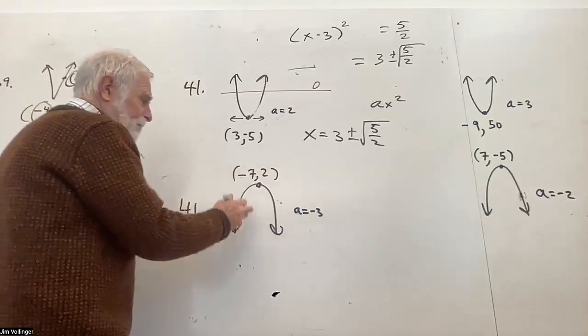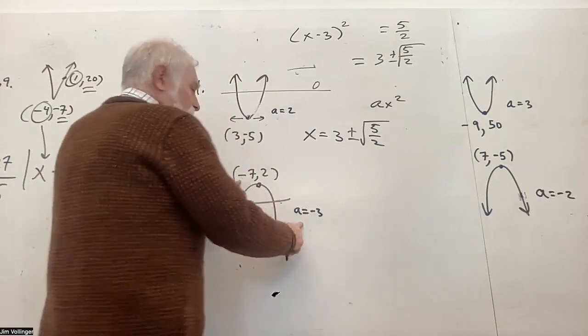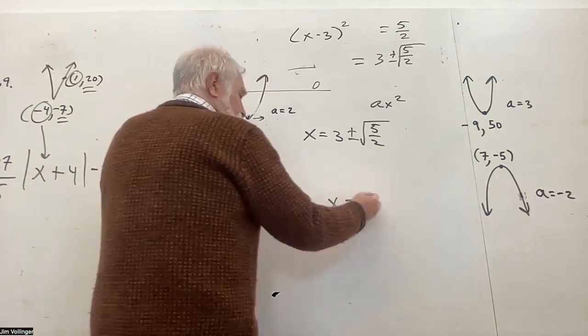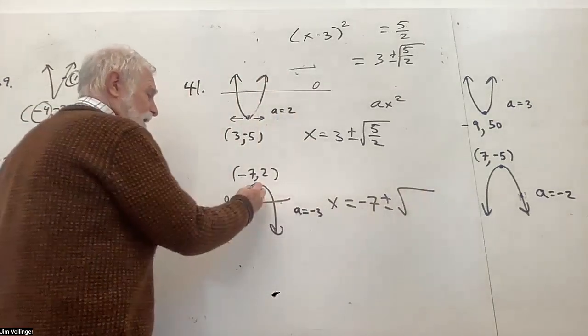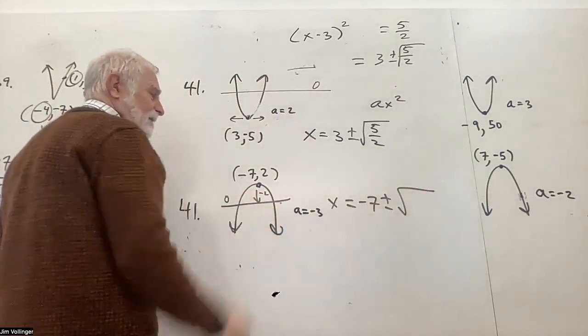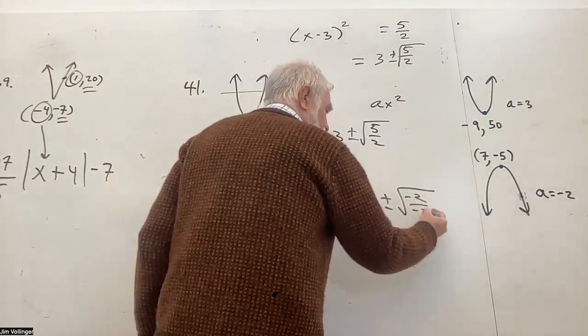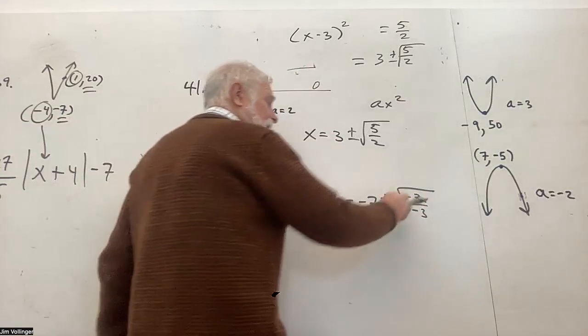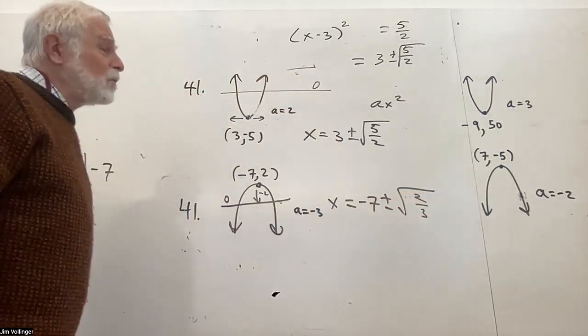All right, 2 is above 0, so I have real roots. I'm starting to measure my x's from -7, plus minus the square root of, looks like I got to go down 2, and I'm dividing by -3. A negative and a negative gets me real roots. -7 plus or minus the square root of 2/3.